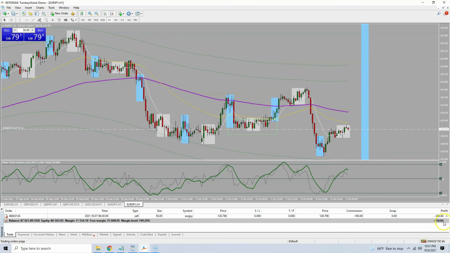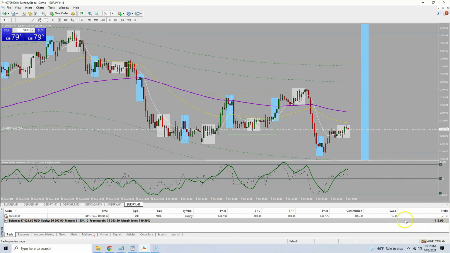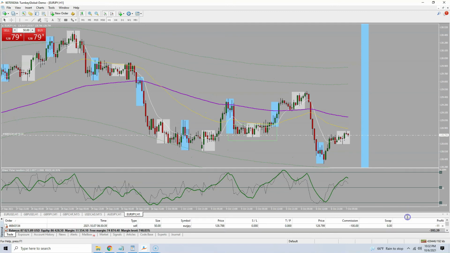Now, if you don't want your dollar amount to show, what you can do is right click where it says profit, hover your mouse over the profit thing, and you can say as points. So now it shows basically -1 pip. And I know you still see the dollar amount right here. Well, I can just hover my mouse until you see the arrow do like that, then click and drag that down.